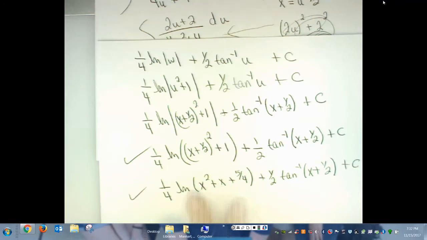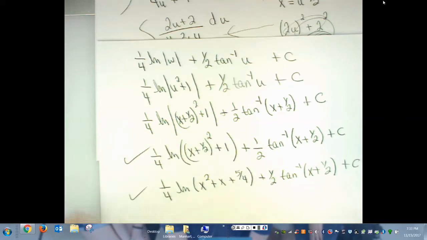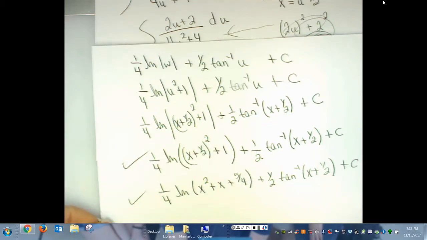If I didn't want you to go this far, I would say in your final answer, there's no need to simplify the quadratic here when you're dealing with natural log. There would be no need to FOIL it out and simplify that quadratic into 3 separate terms. Or I may just leave it open, and either one would be acceptable. So this is going to conclude the video on trig substitutions and also solving integrals by completing the square.